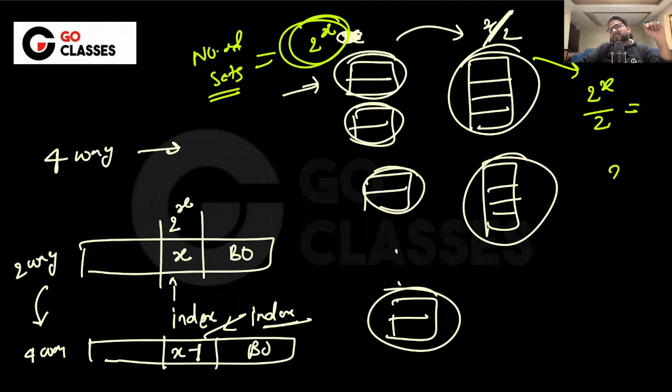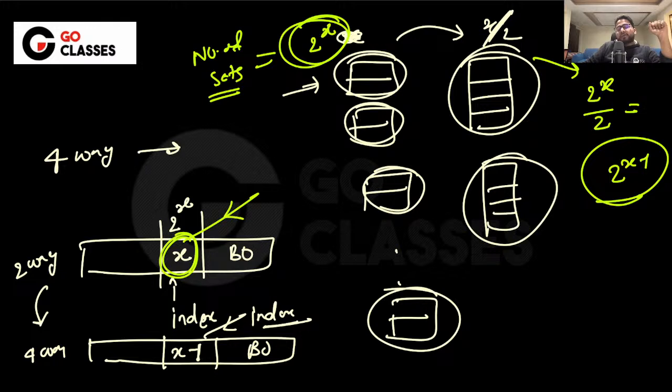Then here the number of sets is 2 power x minus 1. So if x is the number of index bits, then the index bit is x minus 1 here. Is this understood to you guys or not? Then whatever the tag bits are, since the whole thing is the same, right? See, this is just a bar, okay?